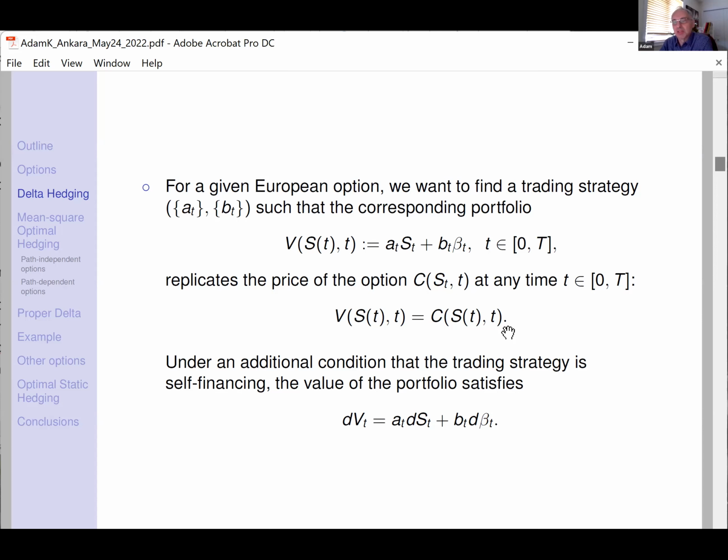We also insist that this portfolio is self-financing. This means I can rebalance this portfolio only using the wealth generated by this portfolio at any time. So this translates to a particular dynamic of the portfolio as represented at the bottom. The portfolio must have this particular representation. Formally, if I used Ito's lemma, we would have more terms. But if I insist on the portfolio being self-financing, this is the right representation.